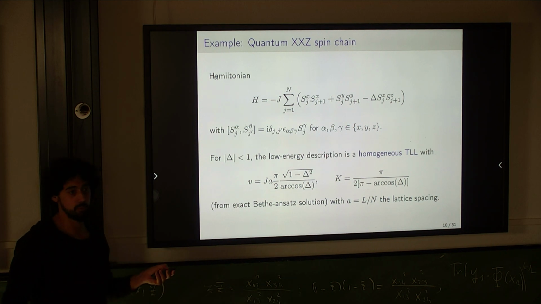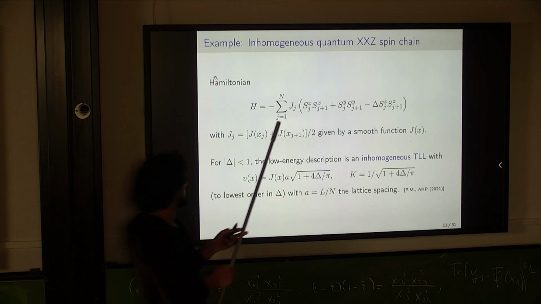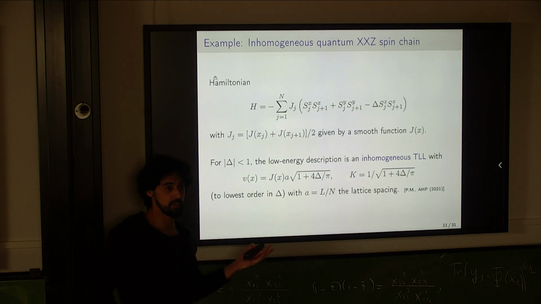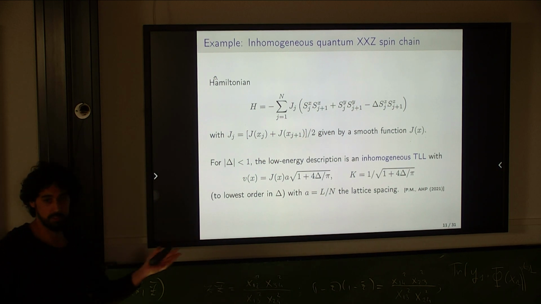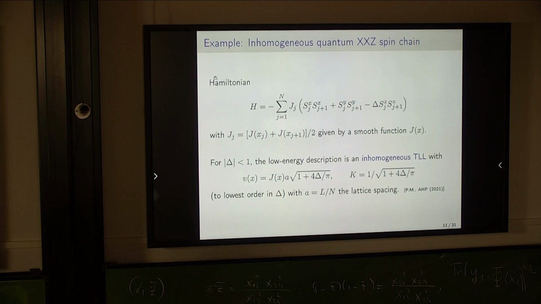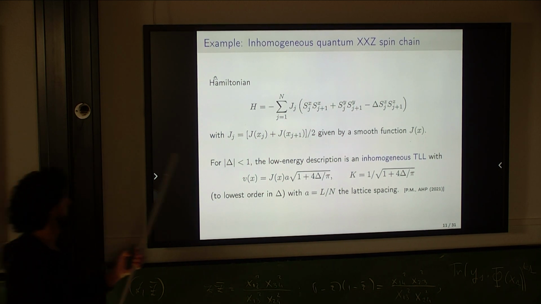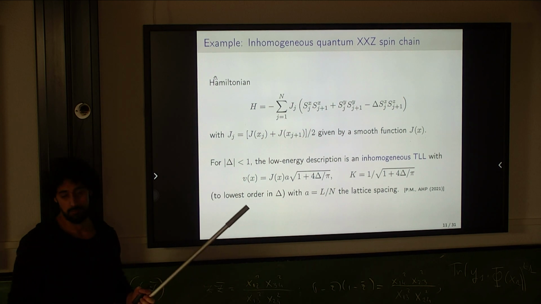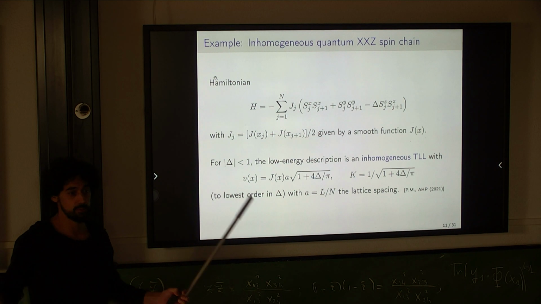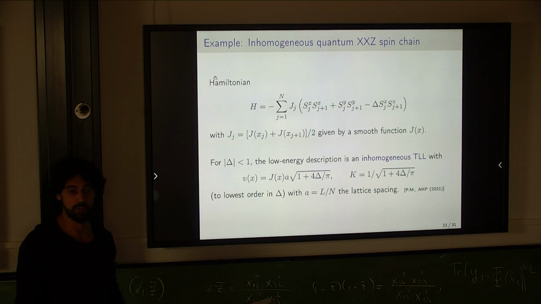Now you can ask the question: what happens if you let the overall coupling strength J depend on position? So you make it inhomogeneous. It's not inhomogeneous in the same sense as we saw in previous talks, where the inhomogeneity was introduced by having a spectral parameter that was allowed to go to zero. Here it is the couplings that depend on position, and perhaps there is some correspondence between the two. If someone knows, please enlighten me.